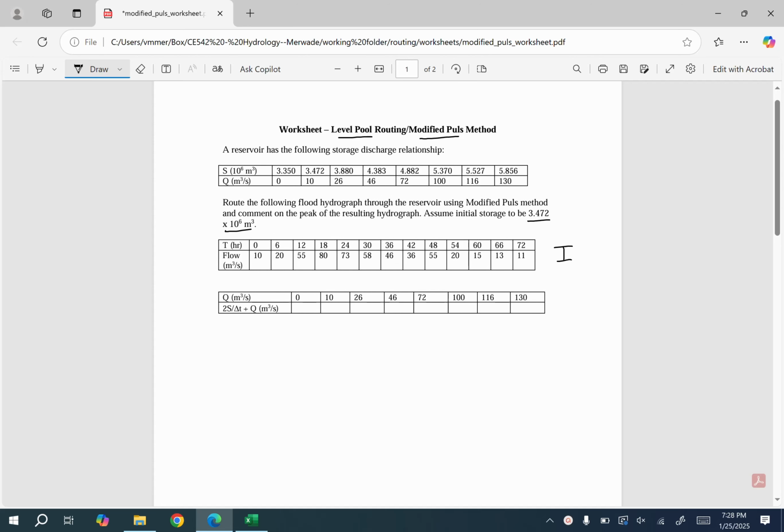We know that these are the two equations we have for the modified Puls method: 2Sj over delta t plus Qj is equal to Ij plus Ij minus 1 plus 2Sj minus 1 over delta t minus Qj minus 1. Now, as I discussed, in the modified Puls method we have two unknowns here. To resolve that issue, we develop what we call the storage outflow function.